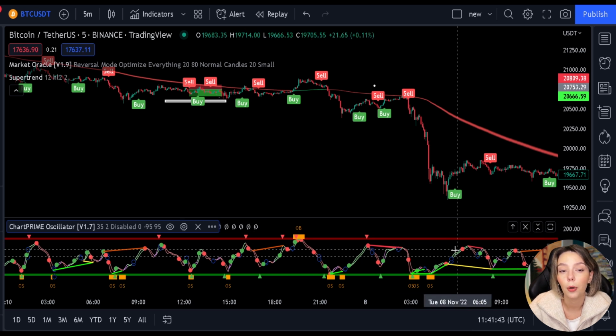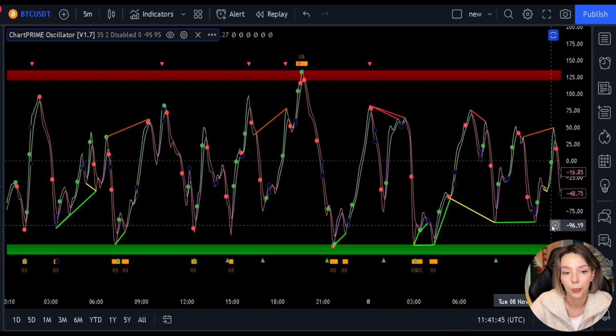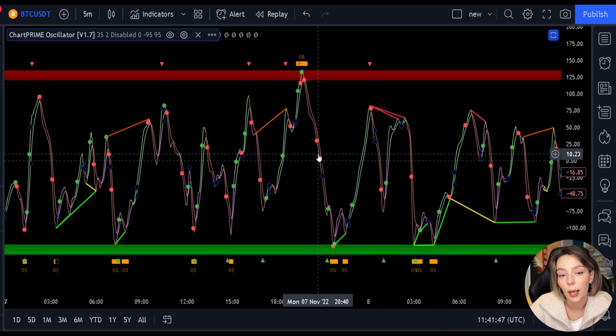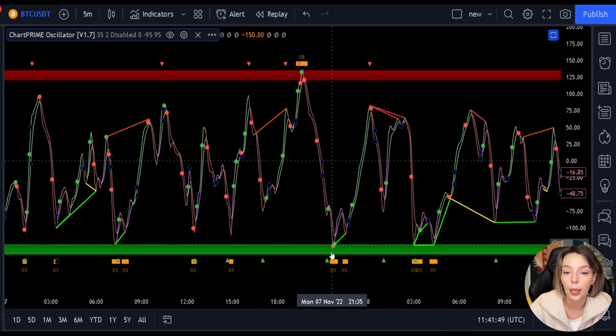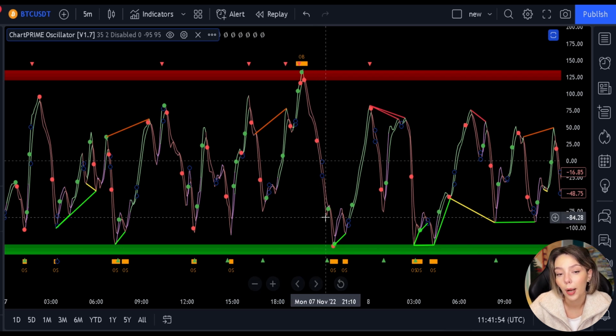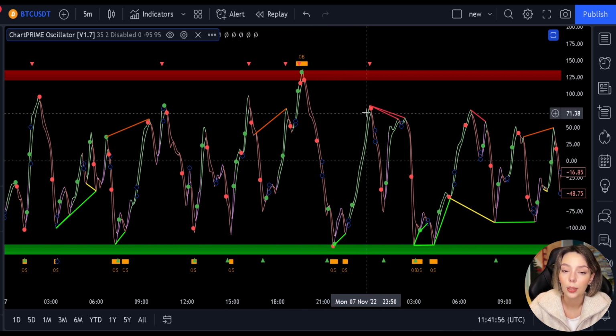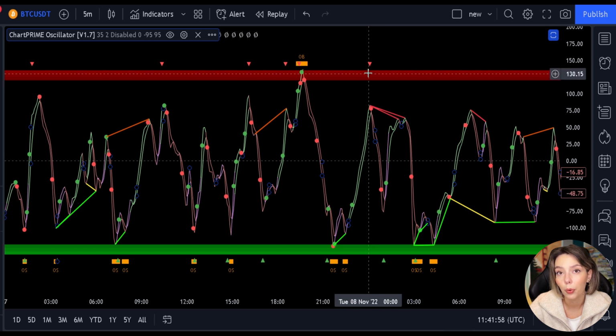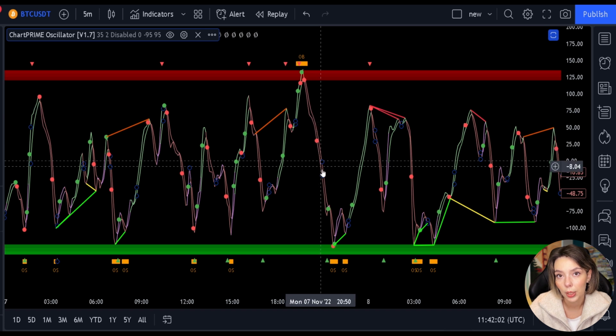First, let me tell you about the Chart Prime oscillator. Here you can see the red and green zone. The green zone indicates an oversold sign. This means that you should think about buying an asset. The red zone indicates a sign of overbought. This means that the asset is overbought and it's time to sell it.